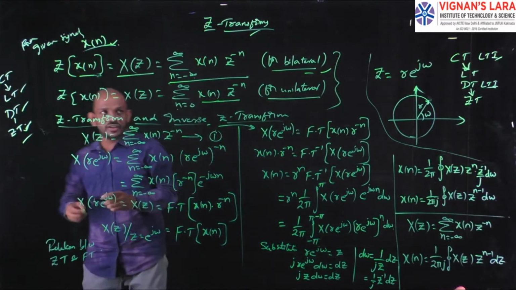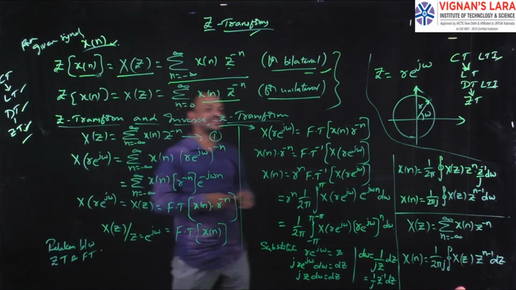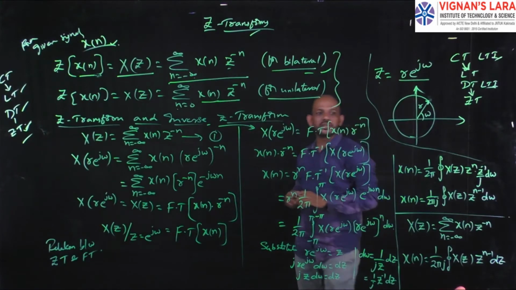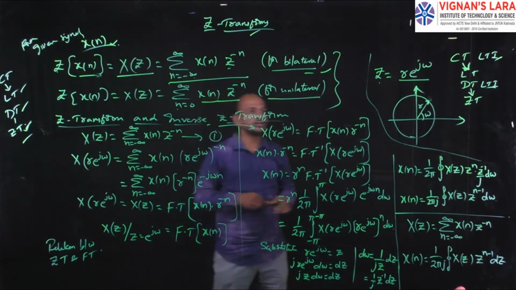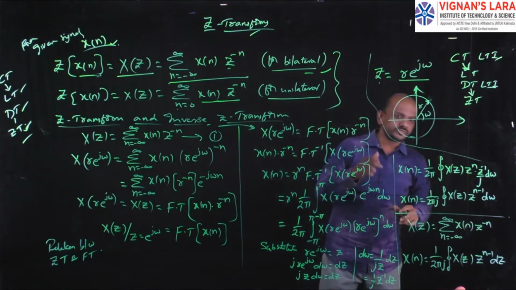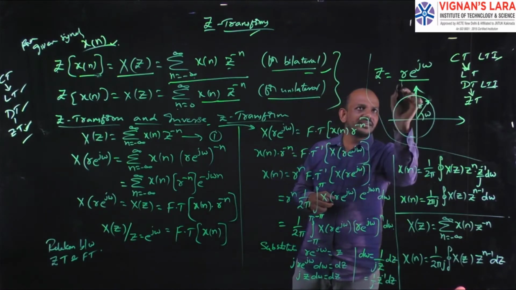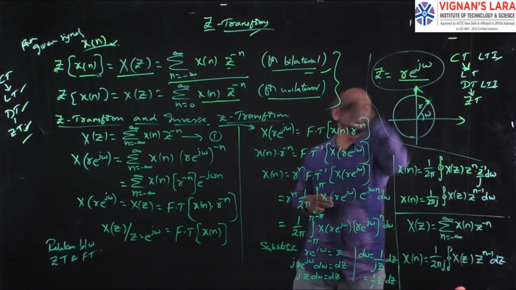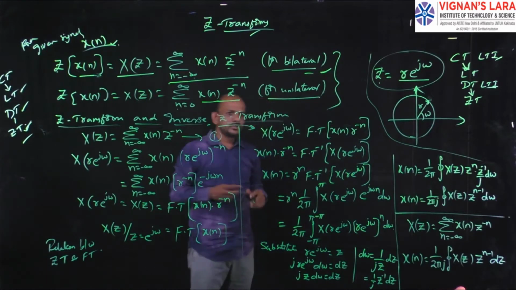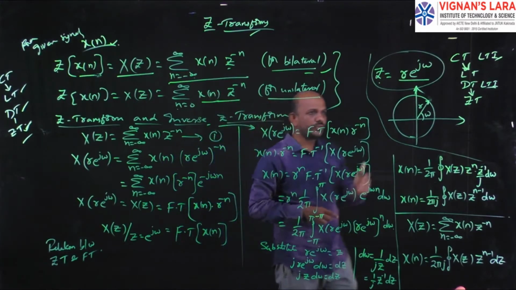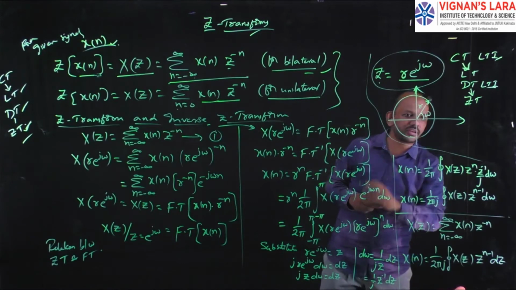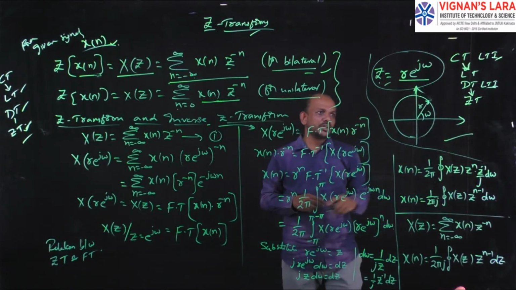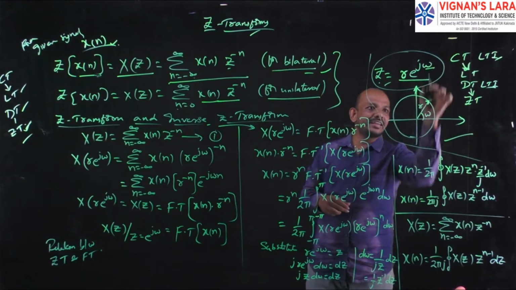Now here I am writing z. Here z is nothing but r times e to the power j omega. Consider this r as the radius. This is in polar form, so we can draw the polar plot as like this, with the radius r and angle omega.